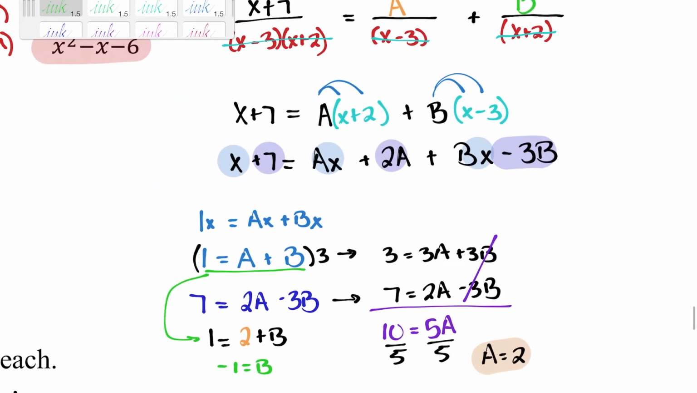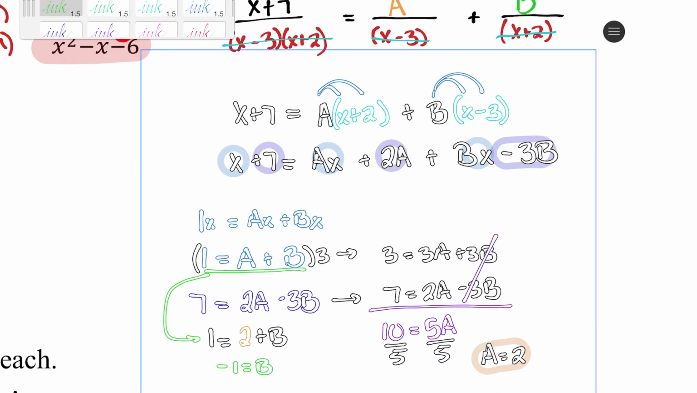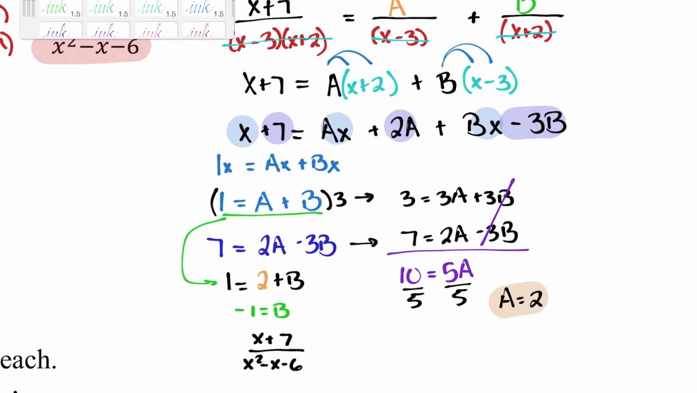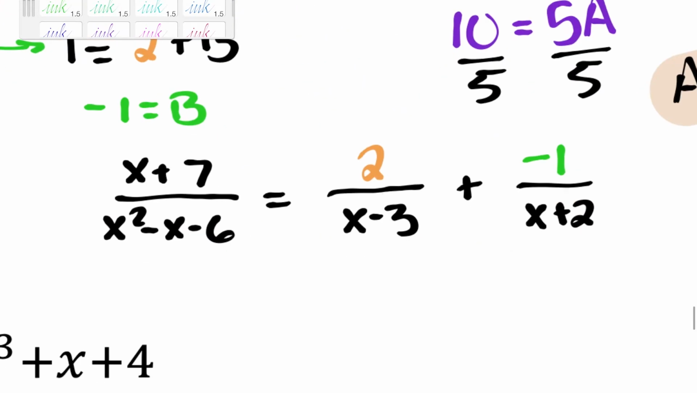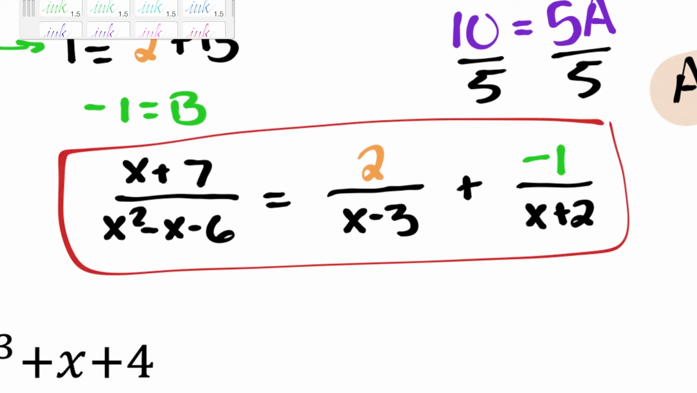Now that I have all of this, I'm just going to replace the a and b that I had written at the top with what I now have, the 2 and then minus 1. And this is my final answer. So I've deconstructed my x plus 7 over x squared minus x minus 6. And so if I were to ignore the left side and try to get the right side into one fraction, the left side is what it would simplify down to.